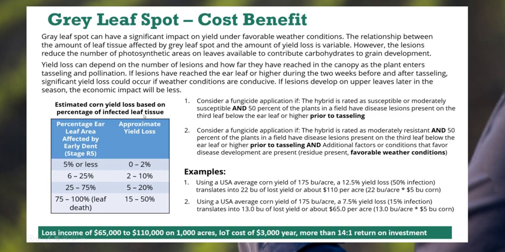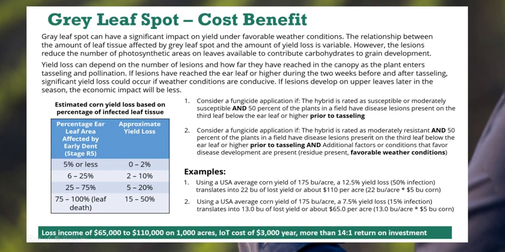So it's often estimated the corn yield loss based on the percent of infected leaf tissue by early dent. So we can have 5% up to 100%. And the yield loss of that is anywhere from 0 to 2% up to 15 to 50% yield loss. So you may consider a fungicide application if the hybrid is rated as poor or susceptible or moderately susceptible, and 50% of the plants in the field have disease lesions present on the third leaf below the ear leaf or higher prior to tasseling. That's one.